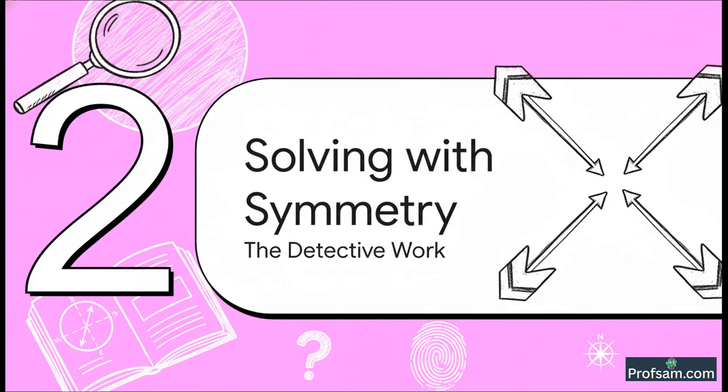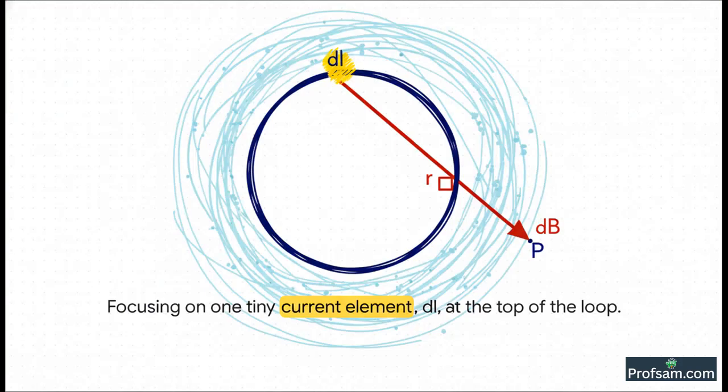All right, now for the fun part, a bit of detective work. We are going to use the exact diagram from your NCERT textbook and some very simple logic. The most powerful tool we have here is something called symmetry. Let's see how it helps us solve this case, step by step. So, first things first, let's not worry about the whole team of archers just yet. Let's just pick one single current element, dl, sitting right at the top of the loop. You can see it shoots its magnetic field arrow dB towards our target, point P.